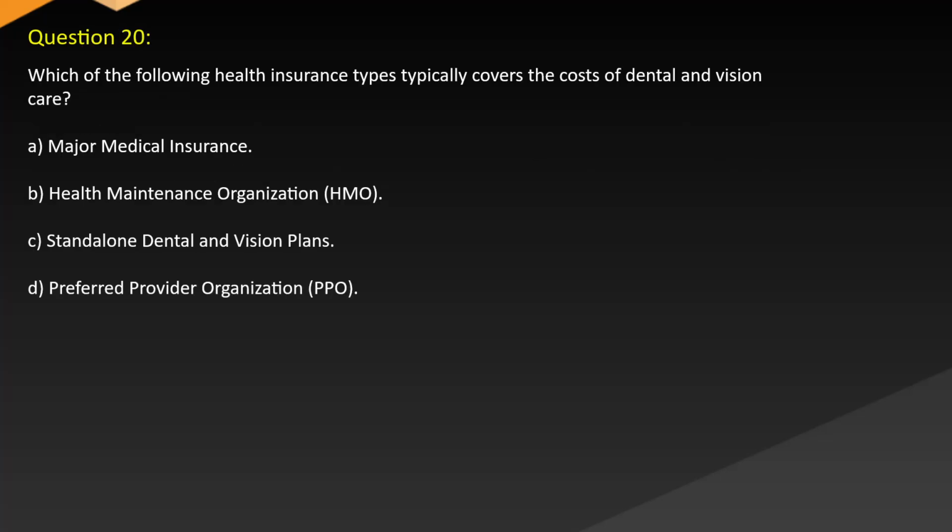Question 20. Which of the following health insurance types typically covers the costs of dental and vision care? A. Major medical insurance. B. Health maintenance organization, HMO. C. Standalone dental and vision plans. D. Preferred provider organization, PPO.